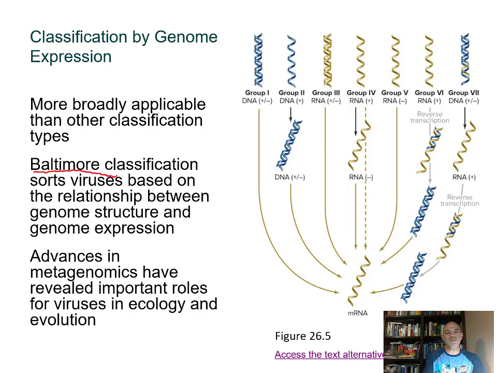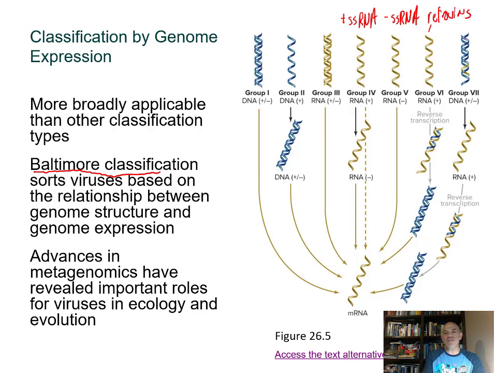And so the Baltimore system is based on the structure of their genome. Is it DNA or is it RNA, and how those genes are expressed. And so there are different groups identified here. We've already talked about some of them. The single-stranded RNA viruses here, which I mentioned in the earlier section. You have your plus single-stranded RNA viruses, and then your minus single-stranded RNA viruses. And then right here you have your retroviruses in the third one here.